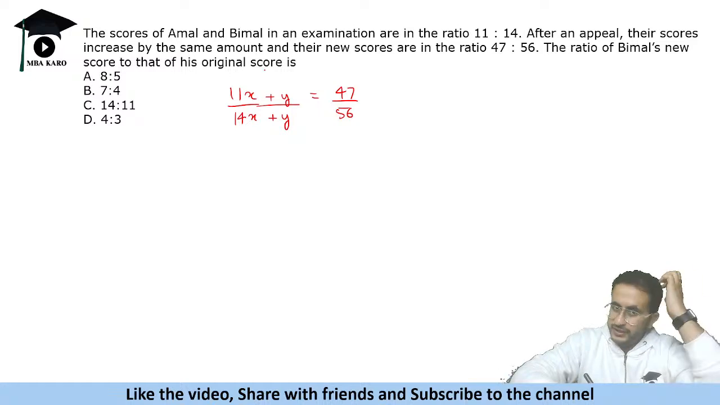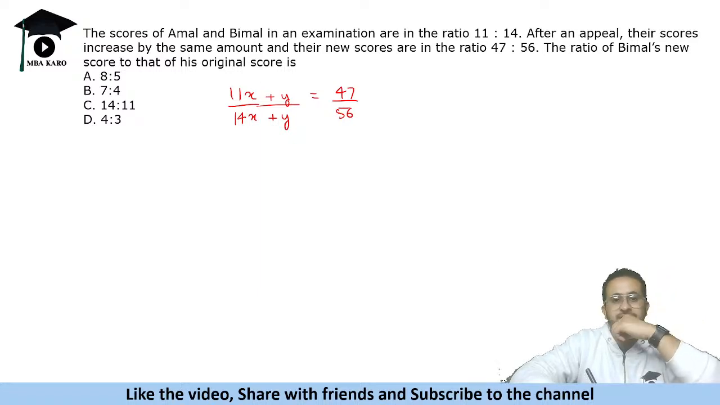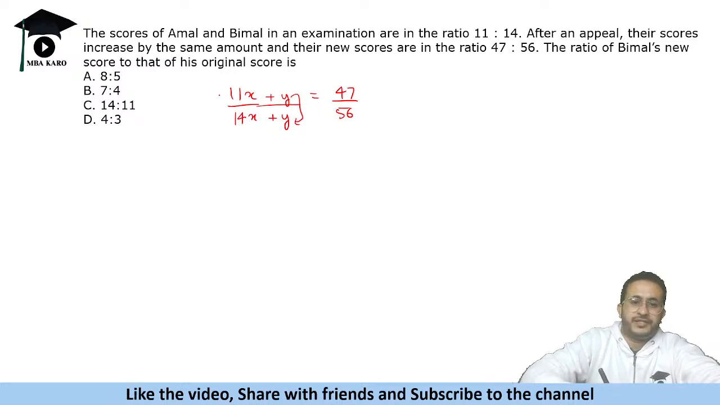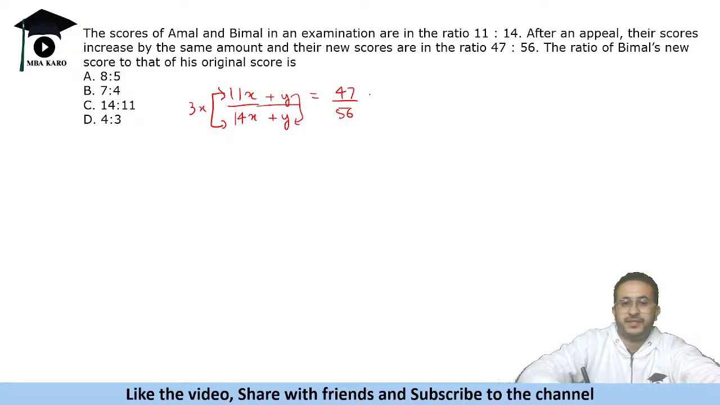I'll tell you an interesting way to do this. Okay, so let us say their scores are increasing by the same number. See, this is applicable when this increase is same. If it is different, then you have to do it by cross. If the increase is same, see what is the difference between these two? The difference between these is 3x, and the difference between these is 9.